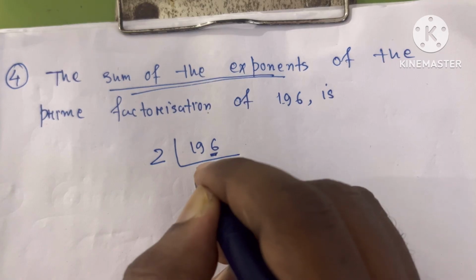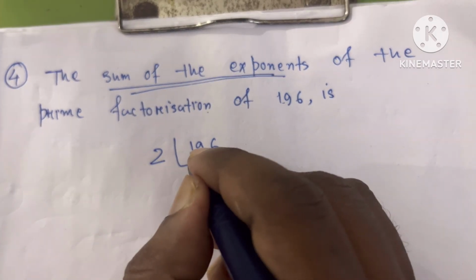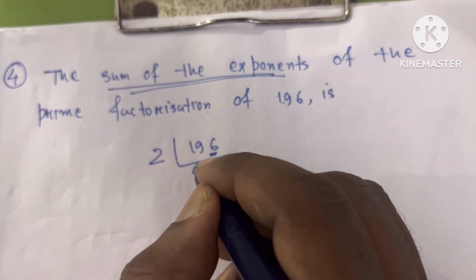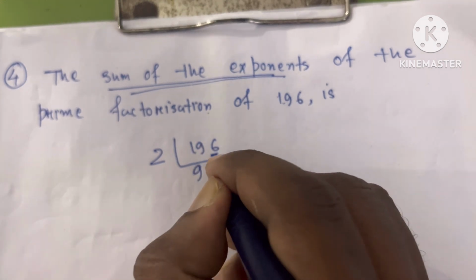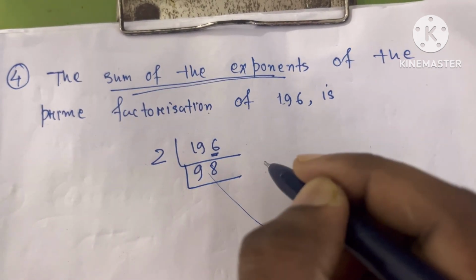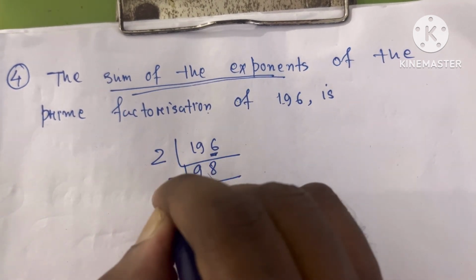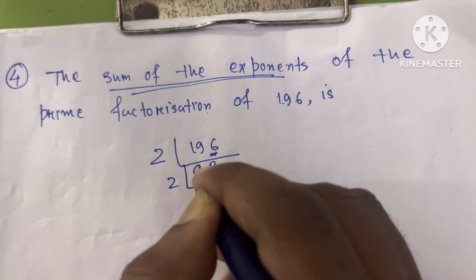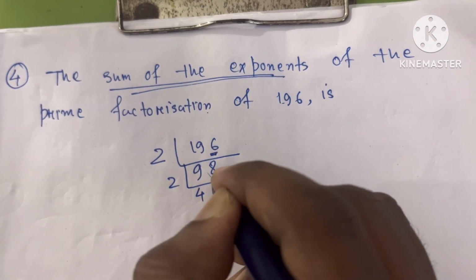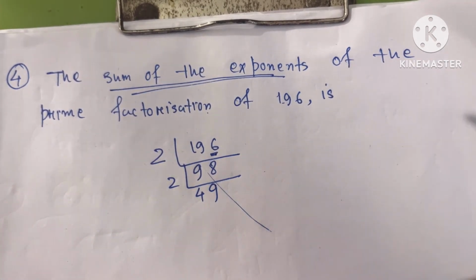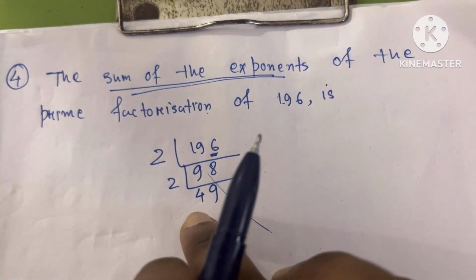2 nines are 18. But this is 19, so 19 minus 18 leaves 1, and 1 and 6 make 16. 2 eights are 16. Again we get 8, so again you can divide it by 2. 2 fours are 8, but here it is 9, so 9 minus 8 is 1. 1 and 8 become 18. 2 nines are 18. Then we got 49.